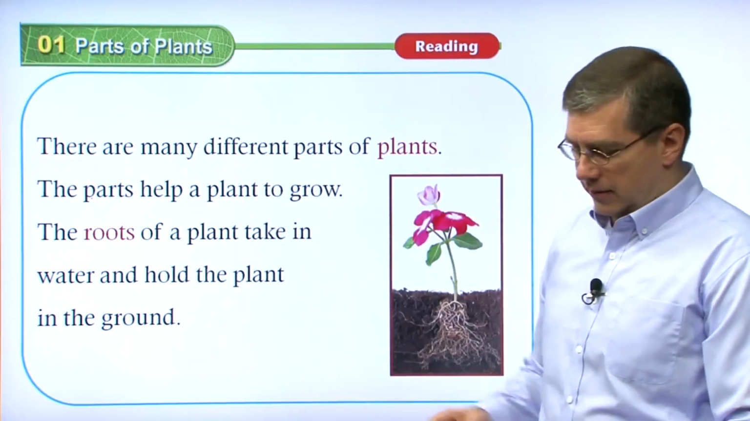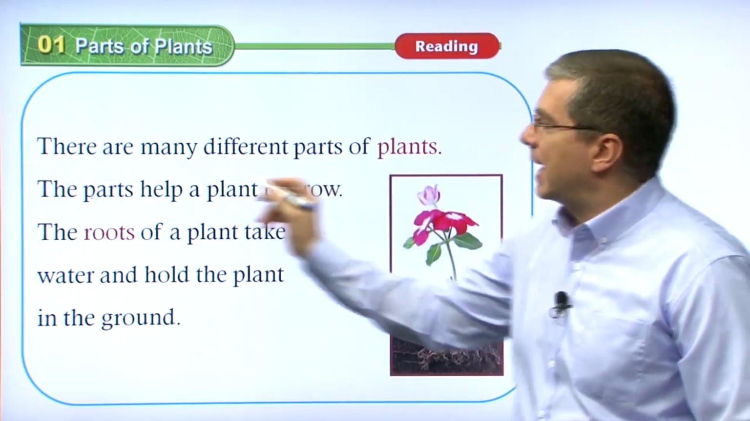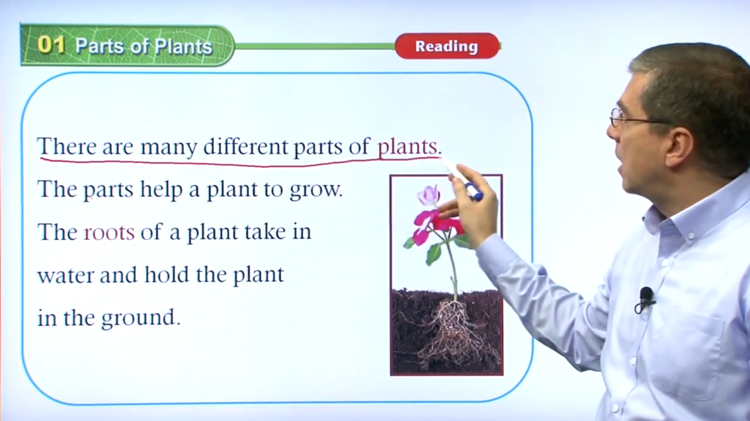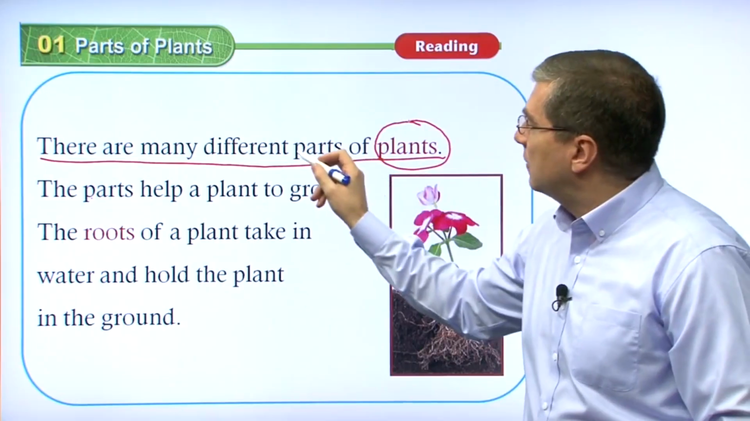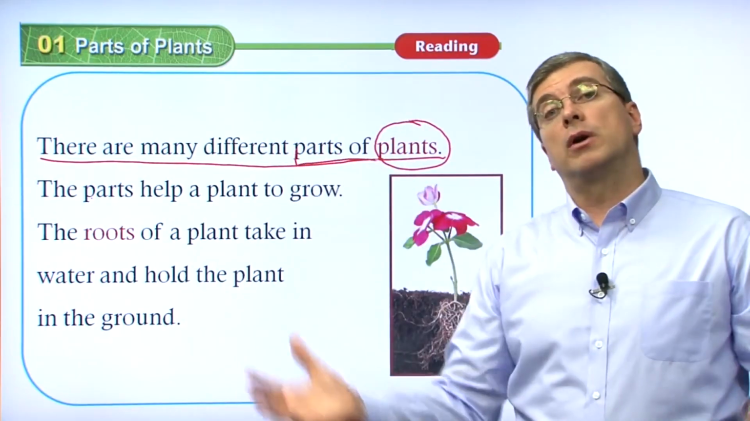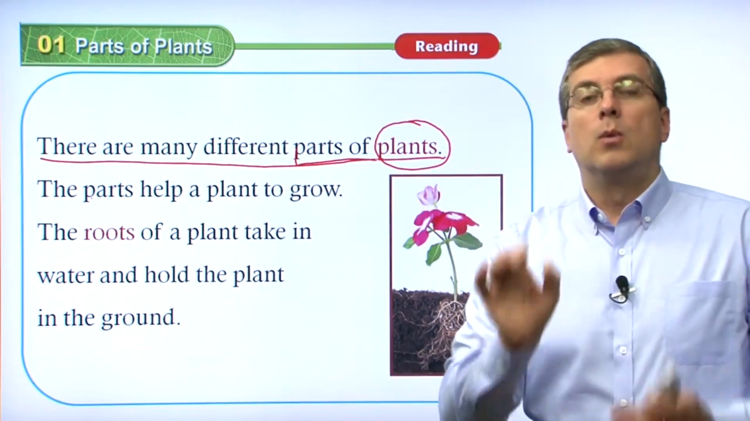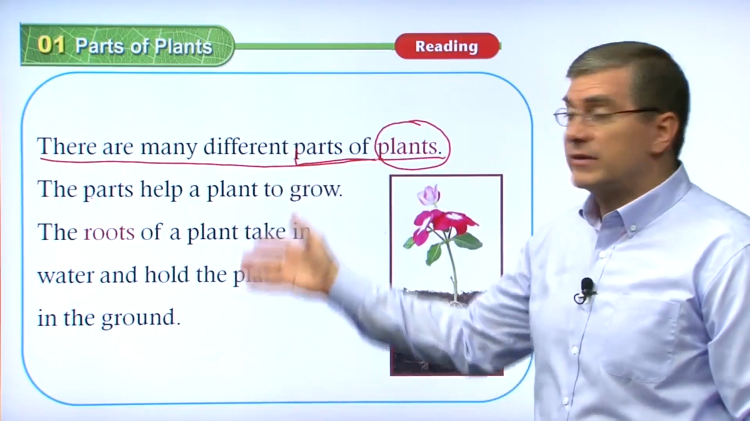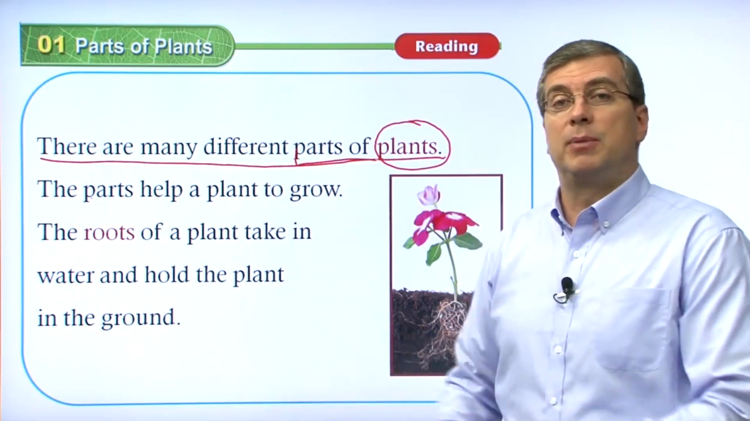And we can see here, the first sentence of this reading: there are many different parts of plants. This is our topic sentence, isn't it? Our subject is plants. Specifically, we are talking about the different parts of plants. So the rest of the reading will be describing what the different parts of the plants are.